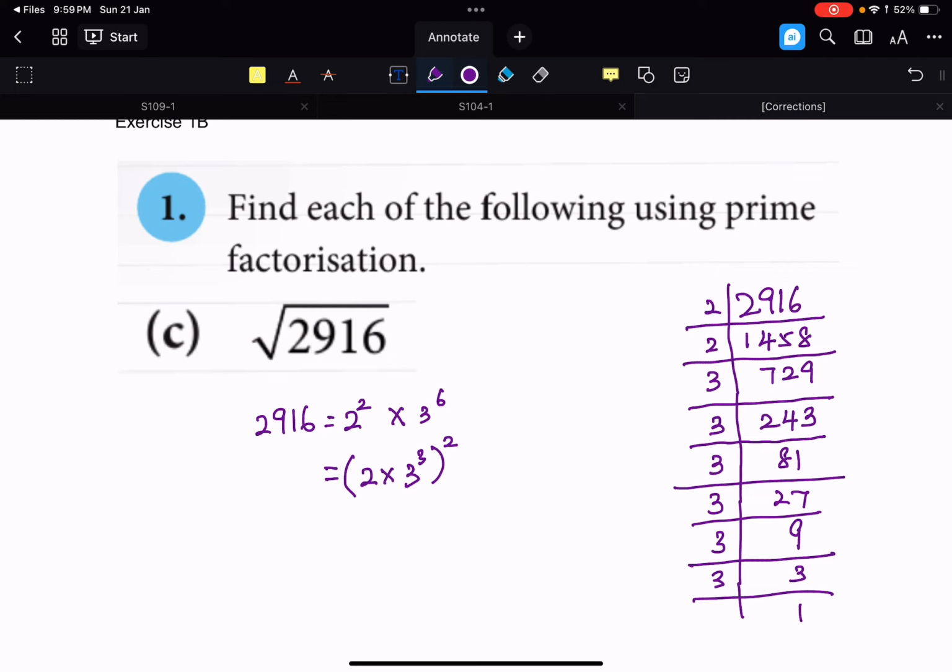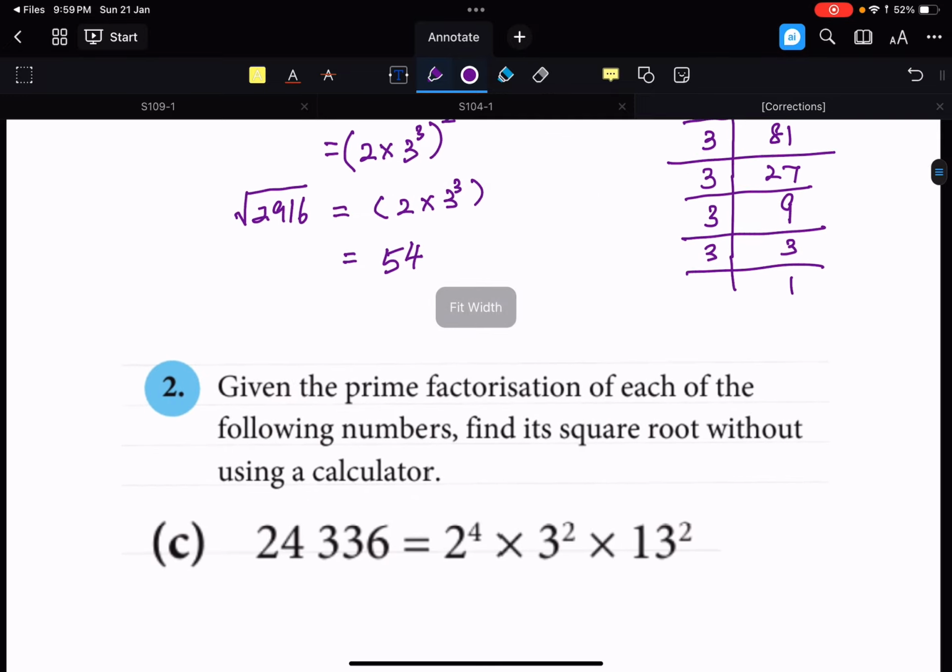So now that we have it in the form of something to the power of 2, written in the bracket, we can now safely find the square root of 2916, which contains just the bracket section, 2 times 3 to the power of 3. And when we simplify this, it should give us 54. Let's move on to the next question.